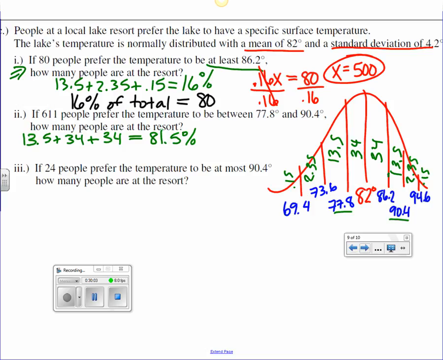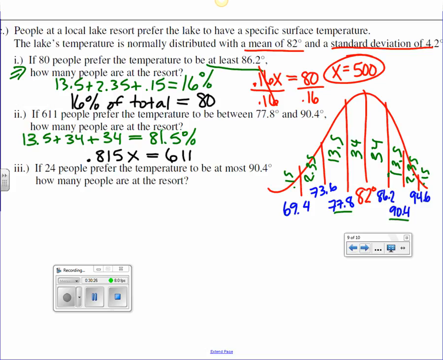So when I don't know my total, I'm going to go ahead and make this a decimal, 0.815, and I put an X. Whenever I don't know the total, I put an X, and it's going to equal whatever other number you have, 611, okay? When you don't know the total is when you put an X. The total always goes in this spot, all right?